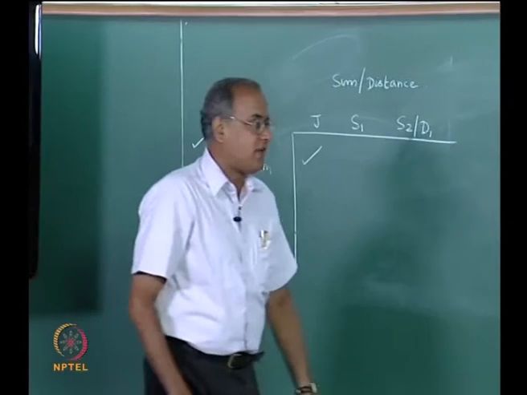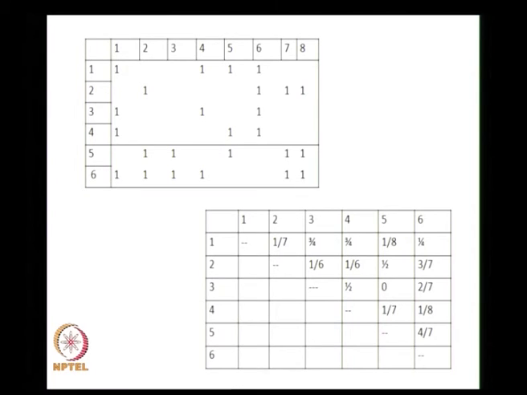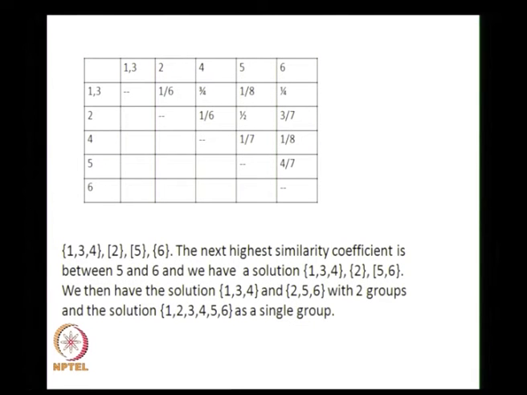Now, if we go back to the final solution here, there are 6 rows. So, if you want 6 groups, each row is a group. If you want 5 groups, here is the solution. If you want 4, then you have this solution: 1, 3, 4, 2, 5 and 6. If you want 3 groups, 1, 3, 4, 2, 5 and 6. If you want 2, 1, 3, 4, 2, 5, 6, and if you want 1, all of this.